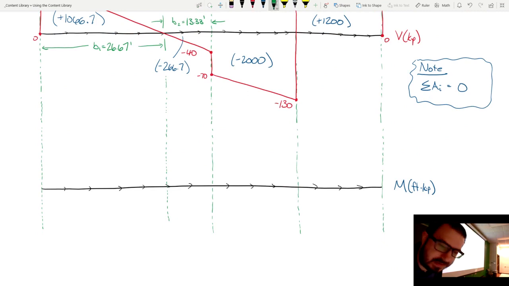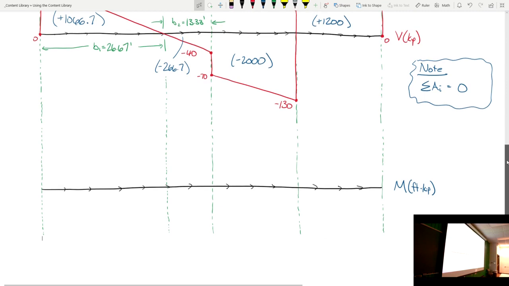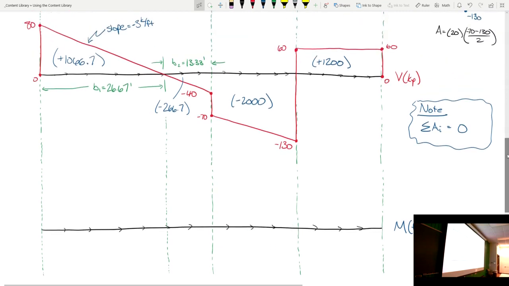We'll extend these downward a little bit so they're all kind of lined up. Okay. I'll give everybody a sec to get caught up, and then I want everybody to watch as we construct this thing.